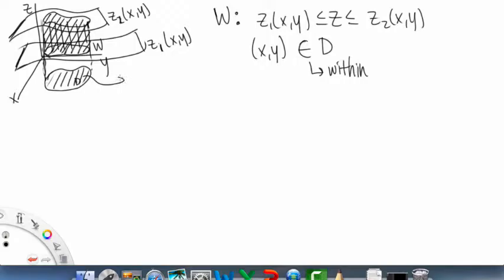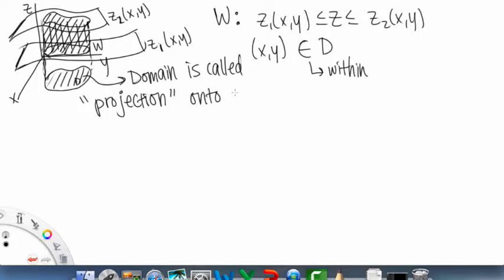And what D is called, the domain, is called the projection onto the XY plane. You might have seen this in Math 32A as well, if you've taken that course. The way I like to think of a projection is, let's say you have a light coming down, a little light, and this is the shadow that it casts. The light would be way above this screen to get a straight down. But anyways, this is the shadow that it casts.